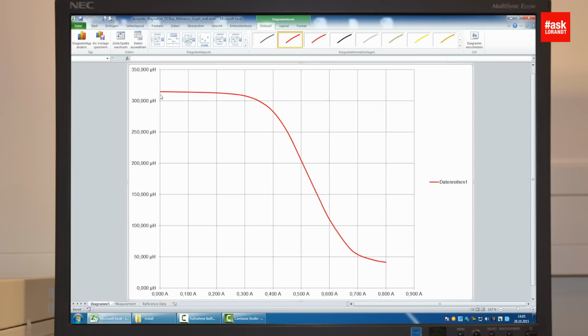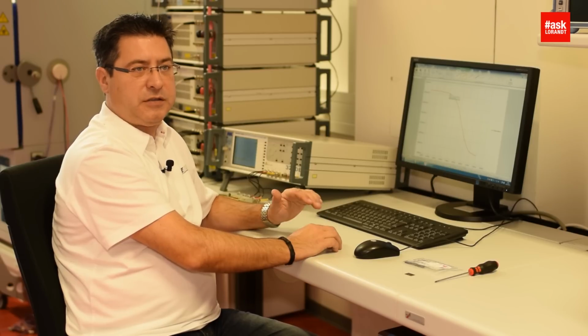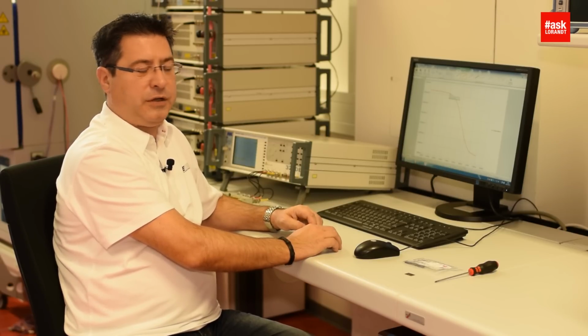You can see here the inductance versus current graph. So you see until 300 milliamp, the inductance is not changing too much. So it is very linear. This is the right operation for a DC-DC power supply converter.